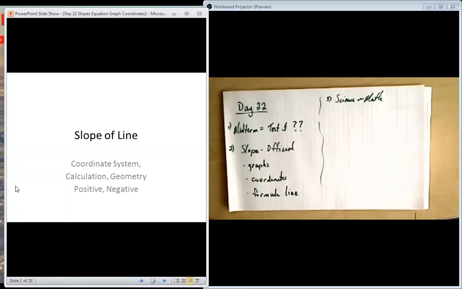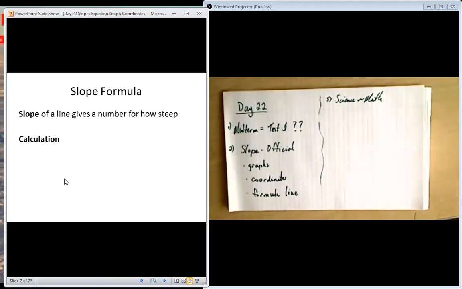What's coming up? What we see on the screen is slope of the line. We're going to see a few different things with it. See how to calculate the slope of the line, how it looks on a graph, when it's positive, when it's negative, that sort of thing. Okay. So we went over this a little bit on Friday, but what we'll do today, just as I said, do it official like.